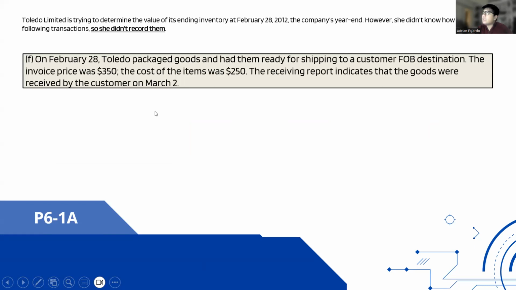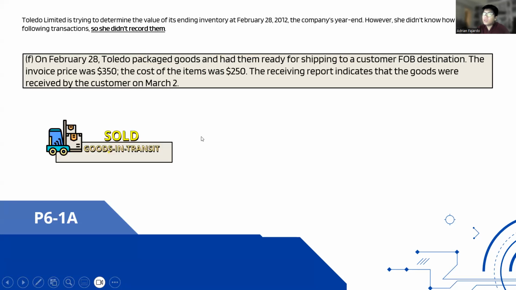And then lastly, on February 28, Toledo packaged goods and had them ready for shipping. The price of the invoice was $350. The cost of the items was $250. The report indicates, so, ready for shipping pa lang. Ready for shipping. So, ano yung idea dito? These are what?